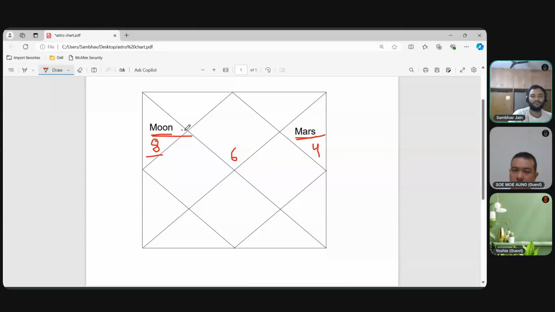Now listen carefully. Moon is heading towards Mars. So debilitated Moon is heading towards debilitated Mars. So significations of Moon are weaker and are heading towards weaker Mars. Okay. So here we can say, first point number one, the person is not going to have very good food in life. Okay. And it is going towards Mars. Moon is heading towards Mars. Okay. Moon is following Mars degree wise.